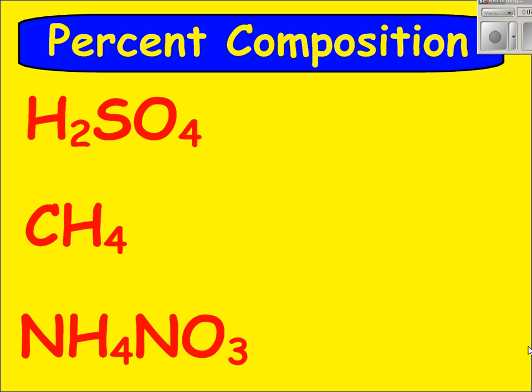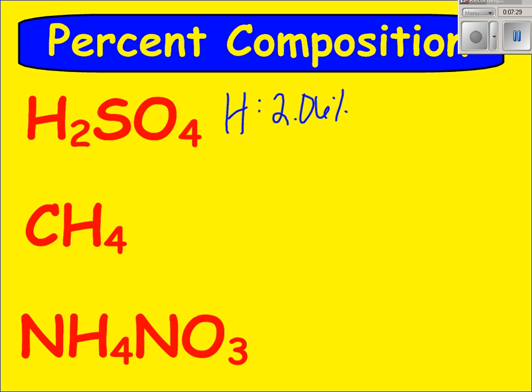As a practice, go ahead and try these 3 now. Pause the video, then hit play to reveal the answers for each problem. For the first one, hydrogen has a percent composition of approximately 2.06%. Sulfur has a percent composition of approximately 32.69%. And oxygen has a percent composition of approximately 65.25%.